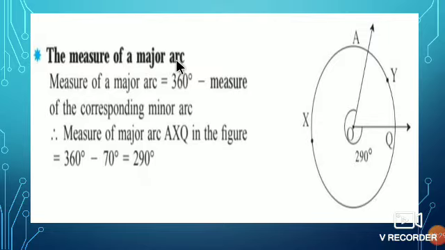Measure of the major arc. The measure of the major arc is equal to 360 degrees minus the measure of the corresponding minor arc. The corresponding minor arc has the measure 70 degrees, and we have to find the measure of the major arc, this one, AXQ. We know the measure of the minor arc is 70 degrees, so subtract it from 360. We know that the circle has a measure of 360 degrees. So 360 minus 70 is 290. That's why the measure of the major arc is 290 degrees.